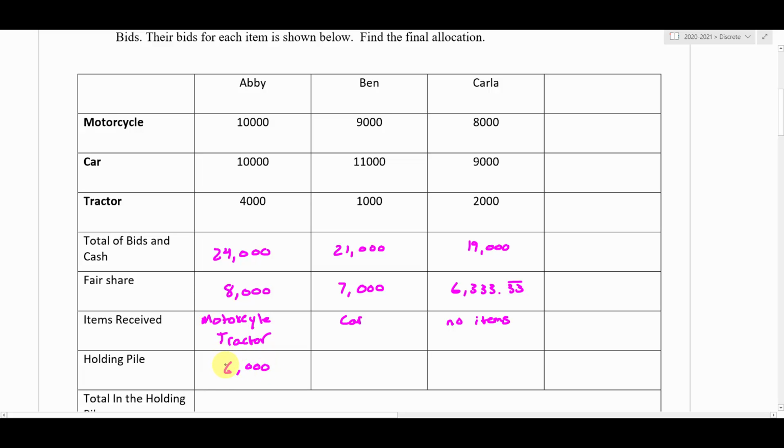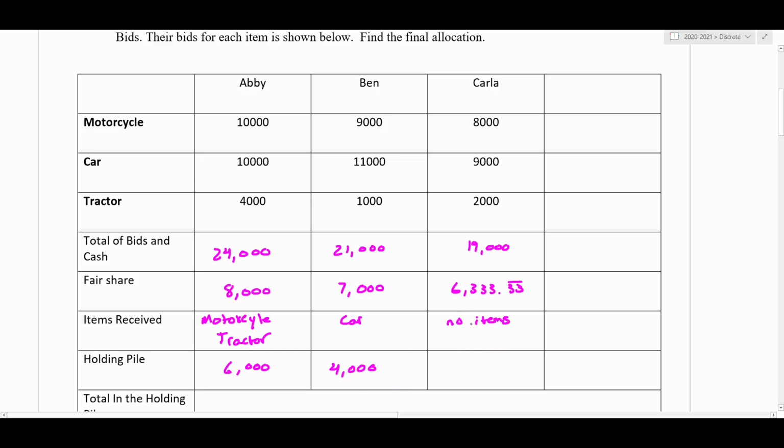I'm going to leave that number as a positive $6,000 because Abby is going to pay that amount into the holding pile since the value of her items were worth more than her fair share. Now we do the same thing for Ben. Ben received a car which was worth $11,000. That's $4,000 more than his fair share. So he's going to pay $4,000 into the holding pile.